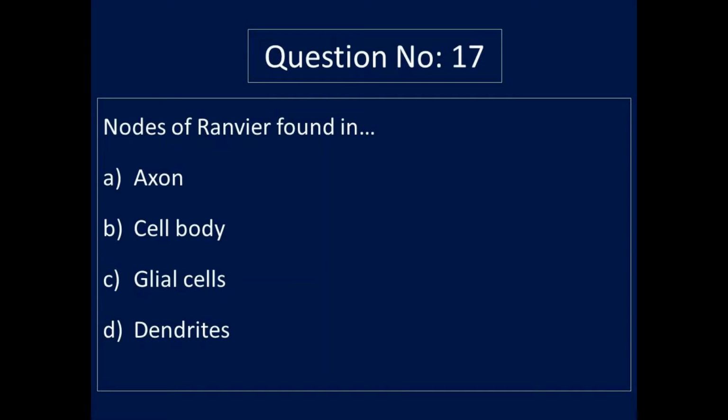17th question. Node of Ranvier is found in option A. Axon, option B. Cell body, option C. Glial cells, and option D. Dendrites. Right answer to this question is option A. Axon.